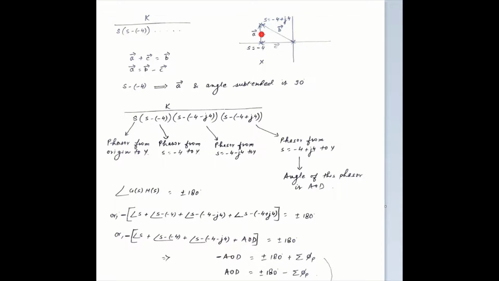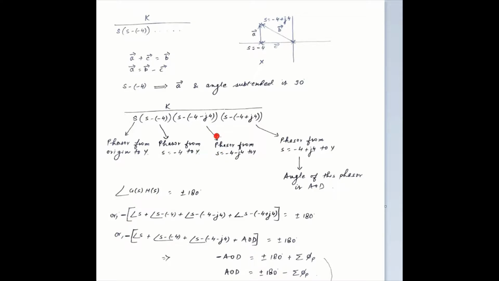So what is the resultant phasor? A phasor is from a particular open loop pole to a point on the root locus. This is the phasor. So each term here actually means a phasor. This is the phasor from origin to that point y. That means from origin to point y, that phasor is s, and s minus minus 4 is the phasor from this open loop pole s equal to minus 4 to that point y.